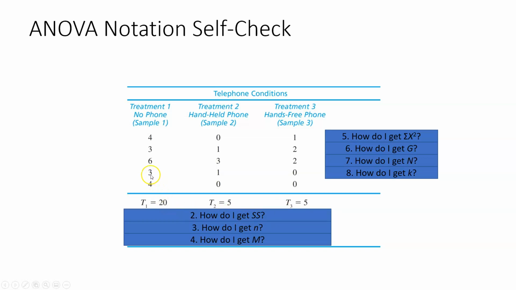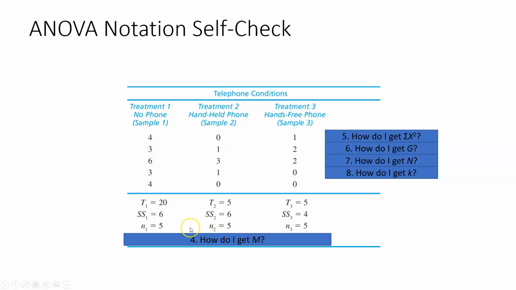How do I get the sum of squares? Remember, the sum of squares is the sum of the squared deviations from the mean. So you'd subtract from each score the mean of the set of scores. You'd square that deviation, and then you'd add them all up. That would be how you get the sum of squares. How do I get little n? Little n is the number in each condition. So n1 is 5, n2 is 5, n3 is 5.